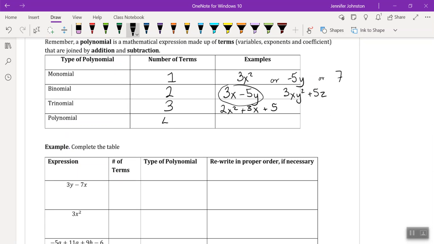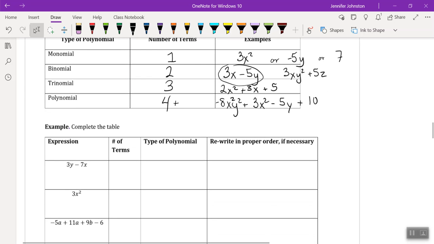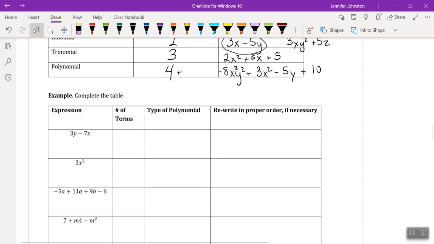And a polynomial has 4 plus terms. Yes, these are all considered polynomials, but things that are more than 4 don't have a special name. So negative 8xy plus 3x minus 5y plus 10. Great. These could even have squares on them or not, as long as they're not like terms.